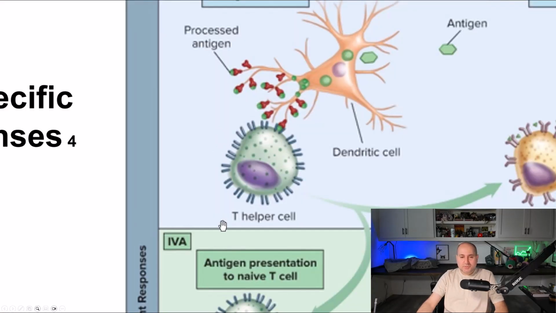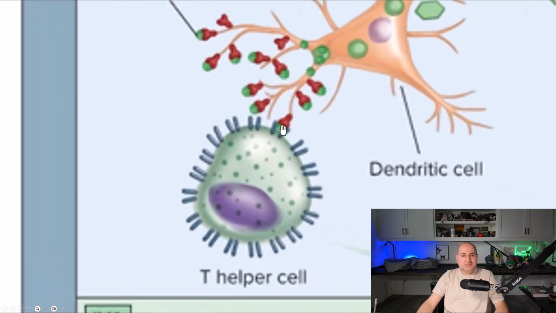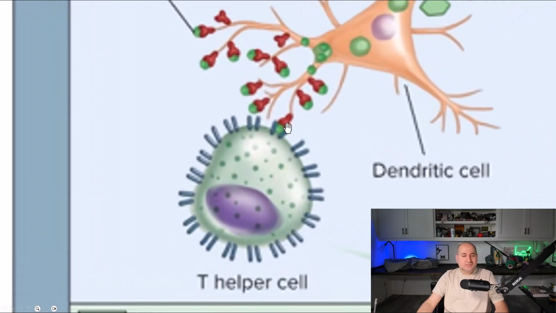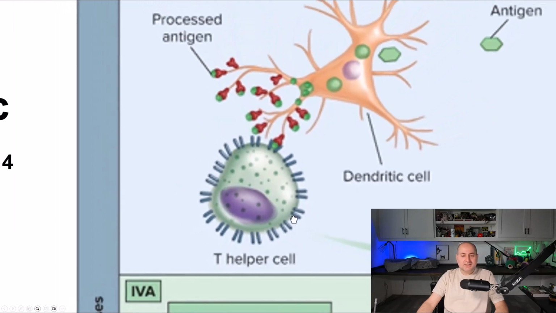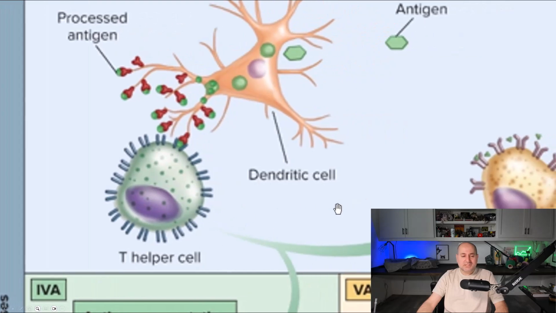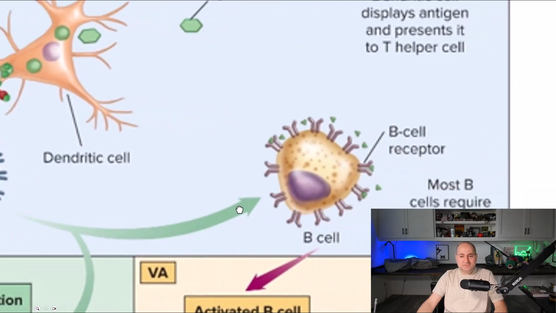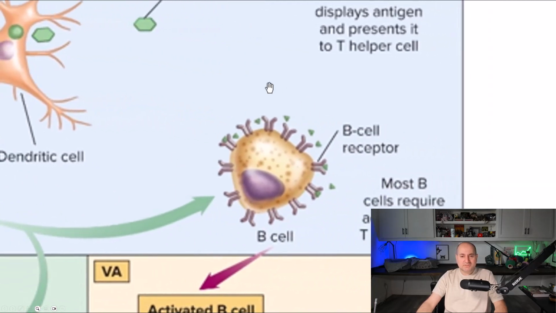And do you remember the purpose of the helper T cells? The helper T cells become activated when they recognize antigen presented by an antigen presenting cell, an APC, a professional antigen presenting cell. Here, they recognize antigen on MHC II. And when the helper T cell is activated, it also proliferates and differentiates into memory helper T cells as well as effector helper T cells. And do you remember the effector helper T cells help fully activate B cells?